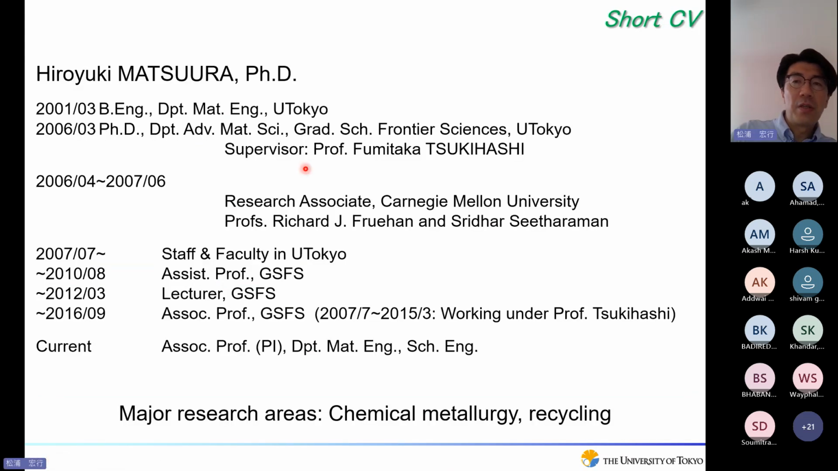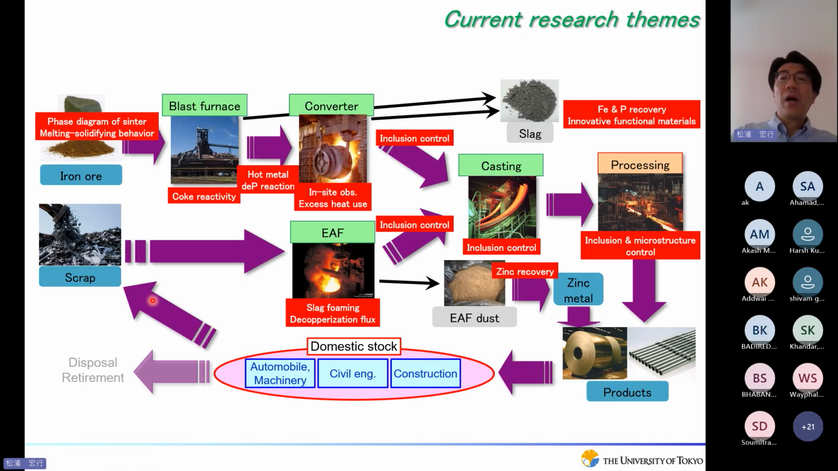First of all, my short CV, which was already explained by Professor Dinda. I got my PhD at the University of Tokyo in 2006, and I'm mostly working on the chemical metallurgy part, mainly focusing on the steelmaking process. Currently, I'm an associate professor in the Department of Materials Engineering. I just summarized my current research topics in this slide.